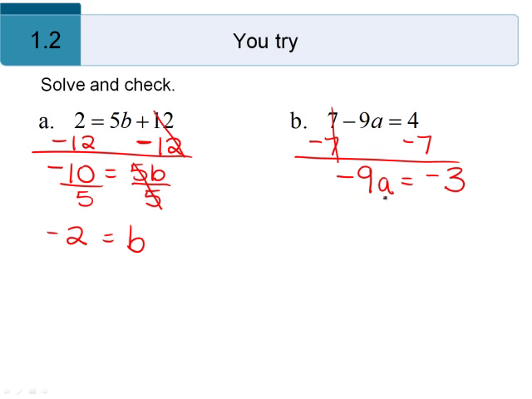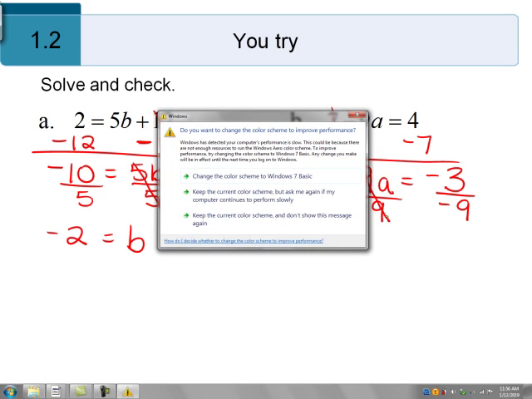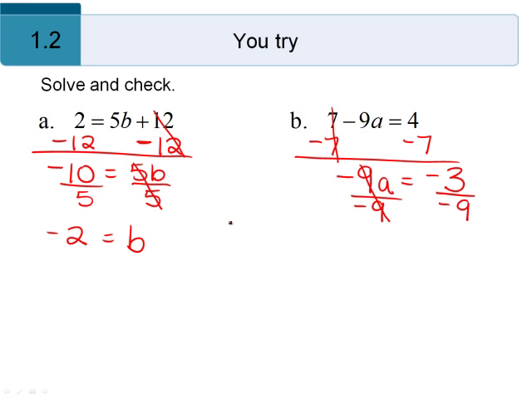So you have to divide by negative 9 on both sides because you're still trying to get that a by itself. So that this does this all again. All right, that should get rid of that. So the 9's need to cancel so that you get the a all by itself. That's your goal, always, to get that variable.